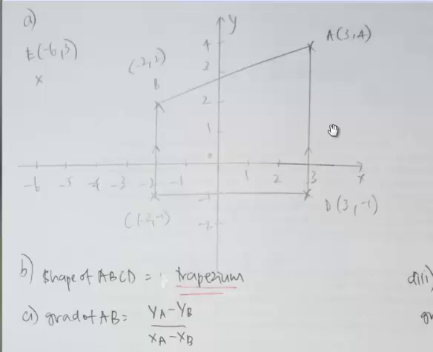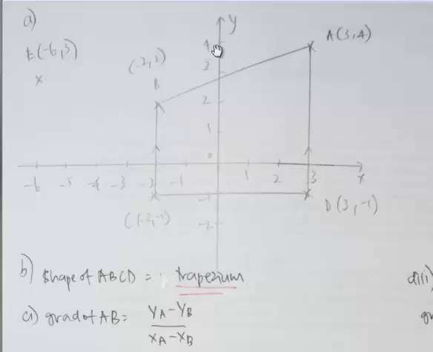For part A, we need to plot the points A, B, C, D, E. So, firstly, we draw a Cartesian plane. On the x-axis is 1 cm to 1 unit, and the y-axis is 1 cm to 1 unit as well. For part 1, we plot point A, which is (3, 4). So it's 3, 4, x is 3, y is 4.